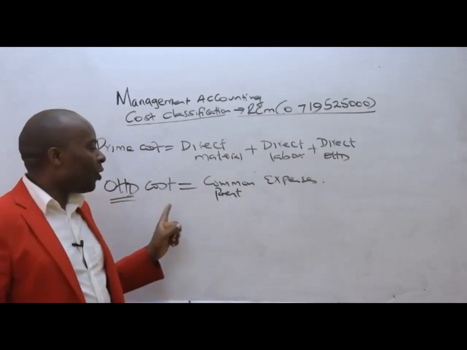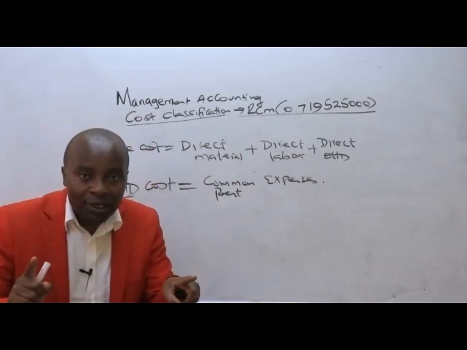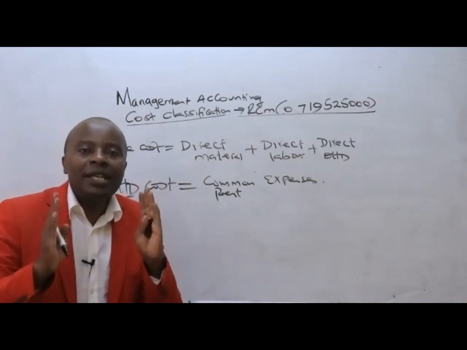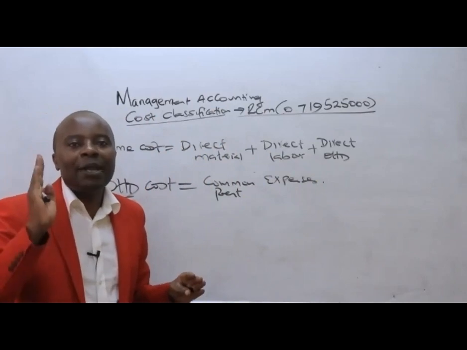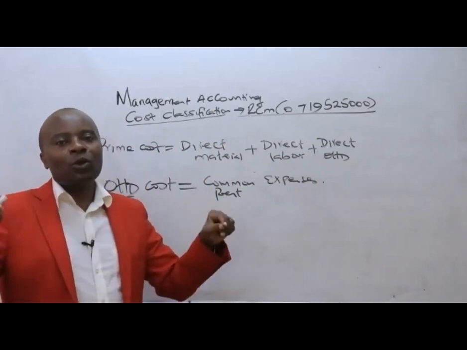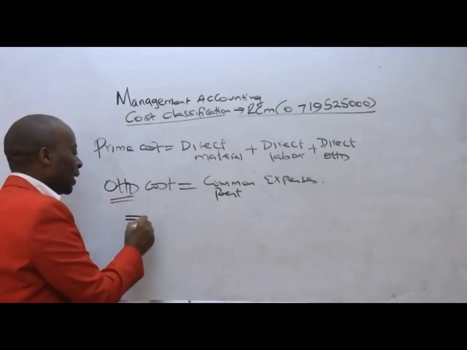At the end of the day, for pricing purposes, these overheads must be apportioned to the units that are benefiting directly, so that we can establish what we call cost per unit. But most importantly, you need to understand something here.